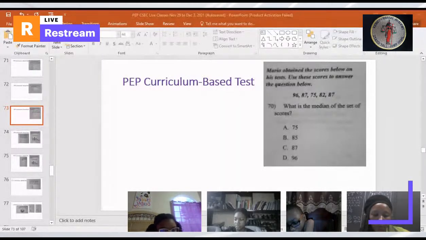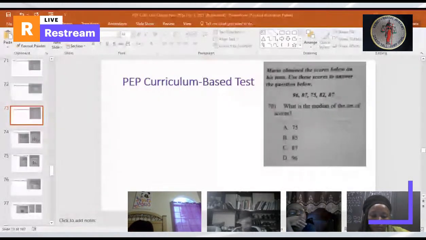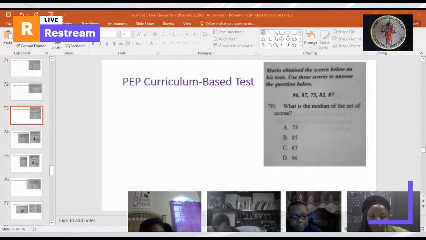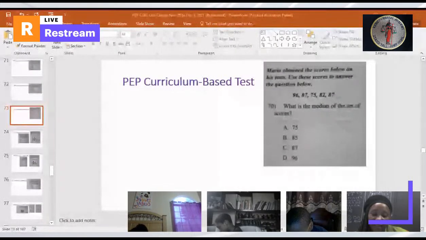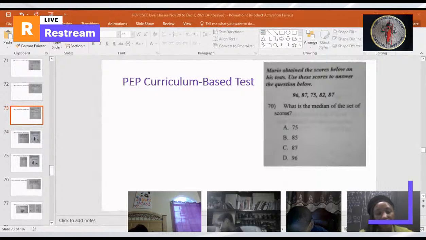So the median isn't just the middle number. You have to put the numbers in order. So the numbers in order are 75, 82, 87, 87, then 96. And when you write them out, you'll see that the middle number is 87. So basically, we have to list the numbers in ascending order, then find the median. Yes, right. So you can't just look at the numbers and say, okay, that's in the middle. No, you have to make sure first that they are in ascending order. And if 2 of them fall in the middle after you put them in ascending order, you are going to add them and divide by 2. Okay, miss.